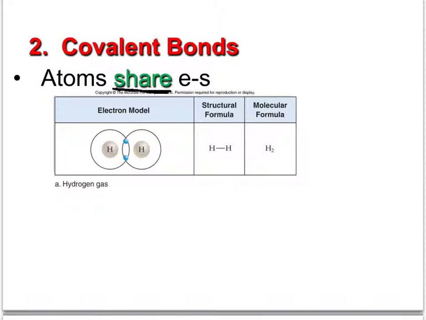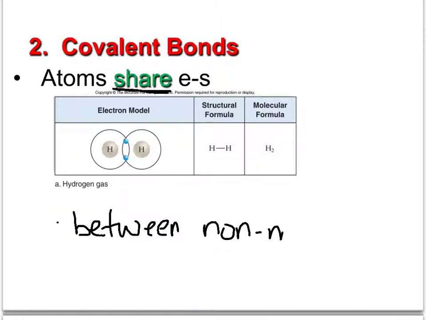So this is usually between 2 nonmetals. These are the ones that on your periodic table are found on the right side. So between 2 nonmetals, as you can see with the hydrogen here, it looks different compared to our last one. There is a sharing of these 2 electrons that goes on here. So these 2 electrons share with each other.